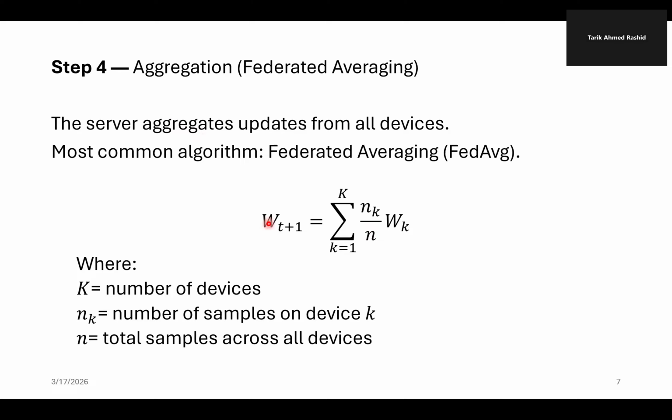The average federated weight will be calculated by taking the sum of the weight in each device, multiplied by the number of samples on each device over the number of samples across all devices. So that's the basic formula on how you find the aggregated weight matrix in the server.